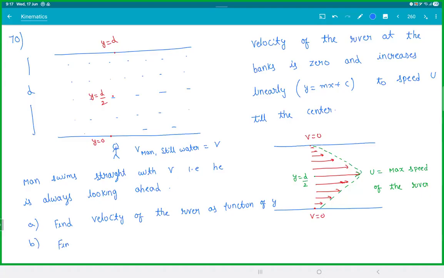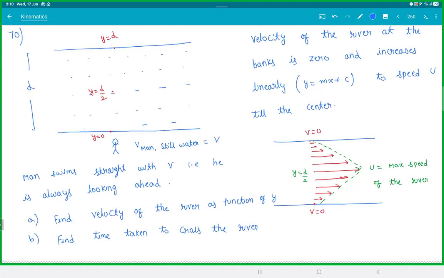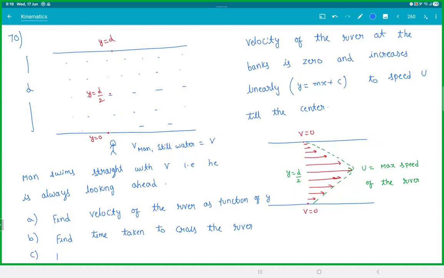Find the time taken to cross the river. And the drift. Find the equation of the trajectory and the drift. Or you can say draw the path of the man. So how is this man swimming actually? Find the equation of the trajectory and drift.